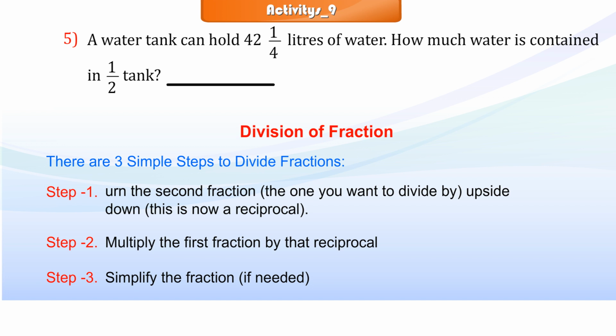Division of fractions. There are 3 simple steps to divide fractions. Step 1. Turn the second fraction, the one you want to divide by, upside down. This is now a reciprocal. Step 2. Multiply the first fraction by that reciprocal. Step 3. Simplify the fraction if needed.